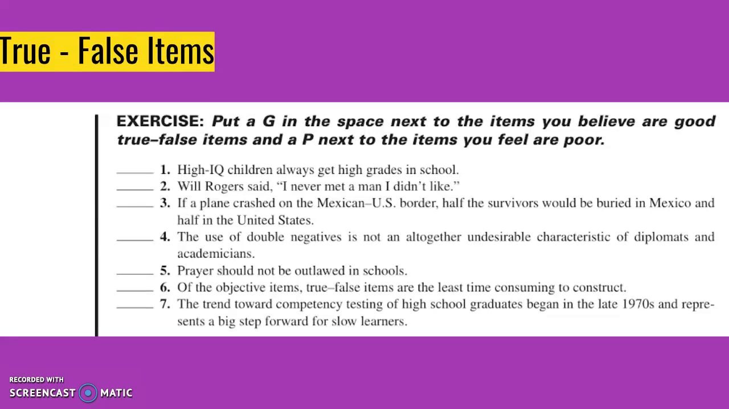This was taken out from the book, and true and false items are quick to write, or at least they're less time consuming to construct, but they're not always as easy to write as one might think. So let's look at these test questions and think if they're good items or poor items. You're going to be putting a G in the space next to the item if it's a good true/false item, or a P next to the item if you feel that it is rather poor.